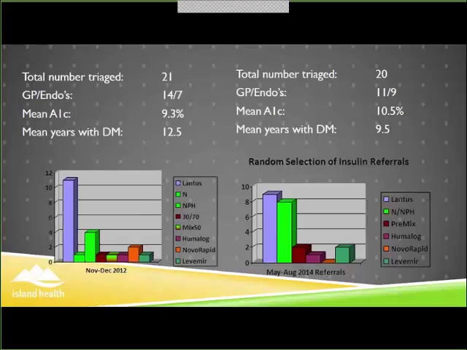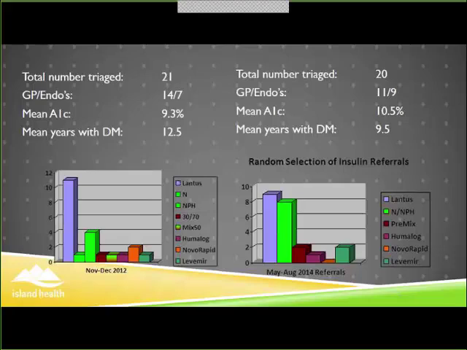So the first one was 2012. I did this 2 years after I encountered Harris's article. We see that our A1C was 9.3, so that's fairly similar, out of 21 patients. We've got a bit of a mix of GPs and endocrinologists sending patients our way to start insulin, and there's just a breakdown of which insulin they chose. I was curious about that. Lantus was fairly new at the time, and they were prescribing that in a big way.